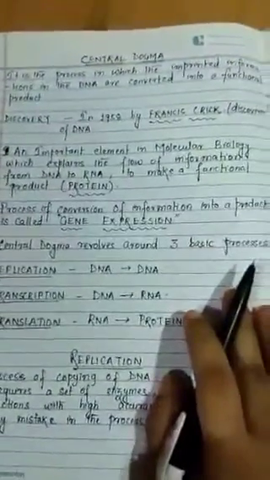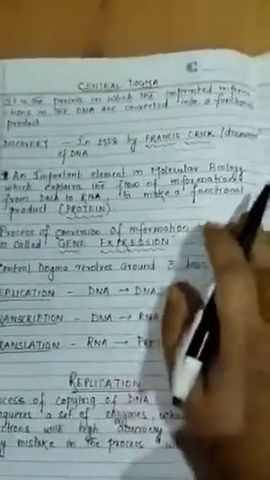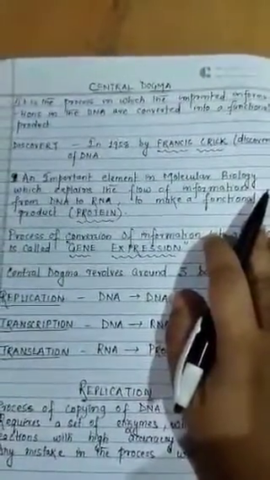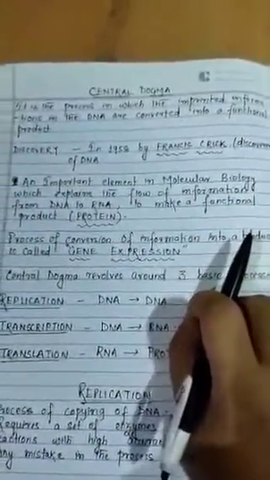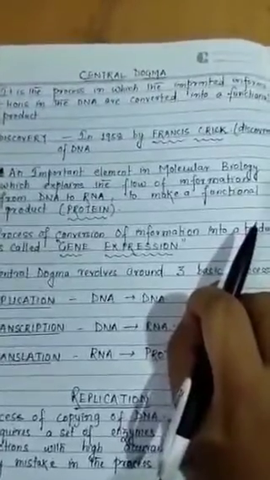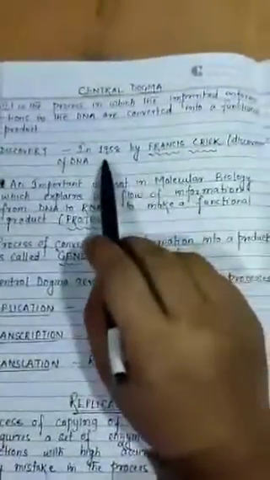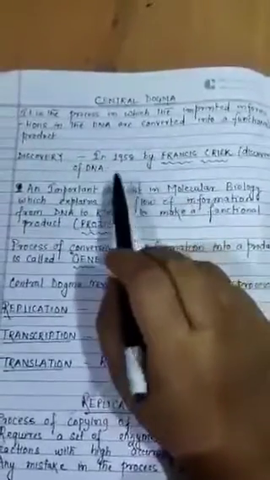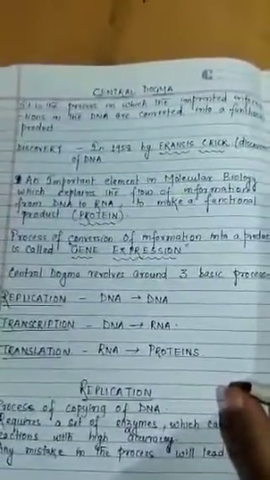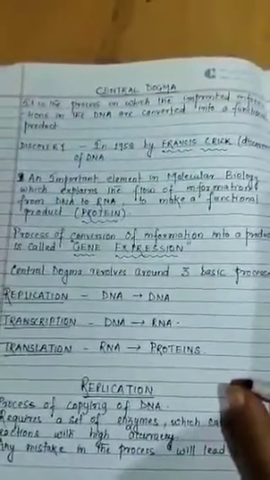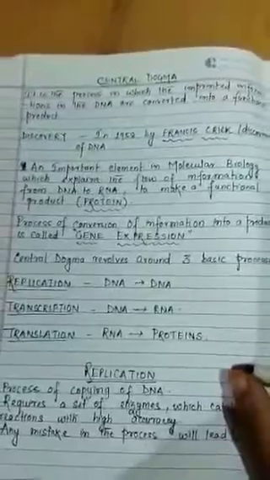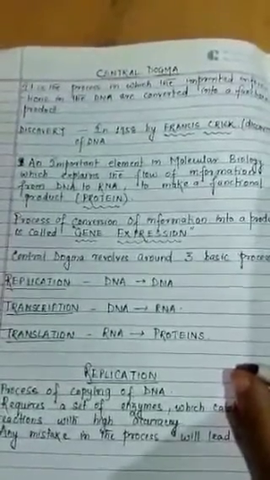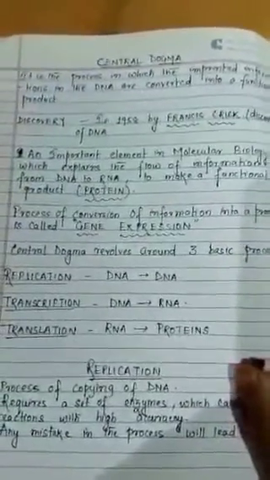As we all know, central dogma is the process in which the imprinted information in the DNA is converted into a functional product. It was discovered in the year 1958 by Francis Crick, who discovered DNA. It is an important element in molecular biology which explains the flow of information from DNA to RNA to make a functional product, that is protein.